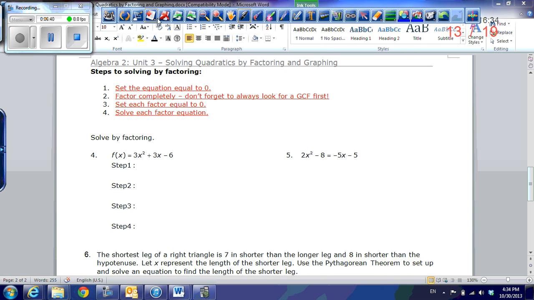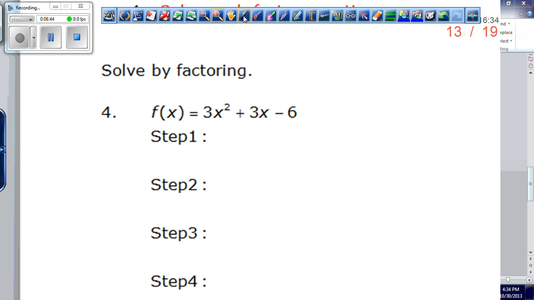1 is we're just going to set the equation equal to 0. So 3x squared plus 3x minus 6 equals 0. That's it. The next step is that we're going to factor completely. So the first thing, we're going to take the GCF out. So all this can have a 3 taken out. So x squared plus x minus 2 equals 0.